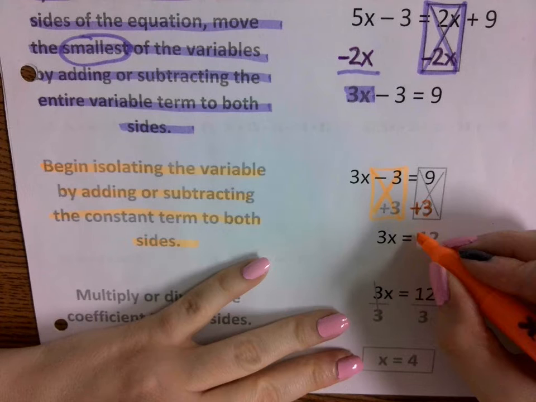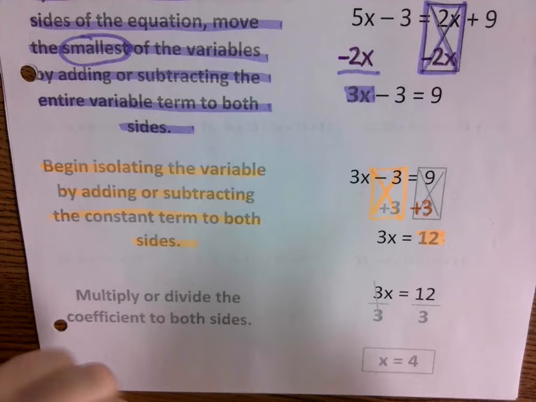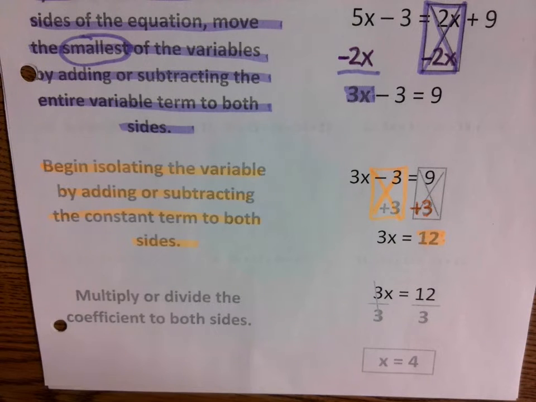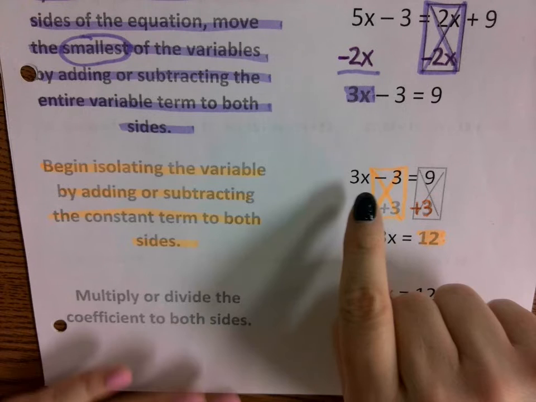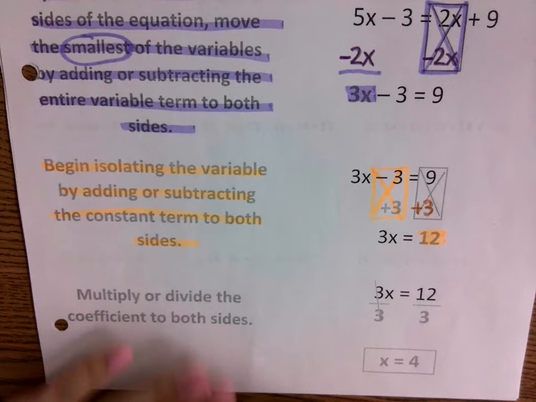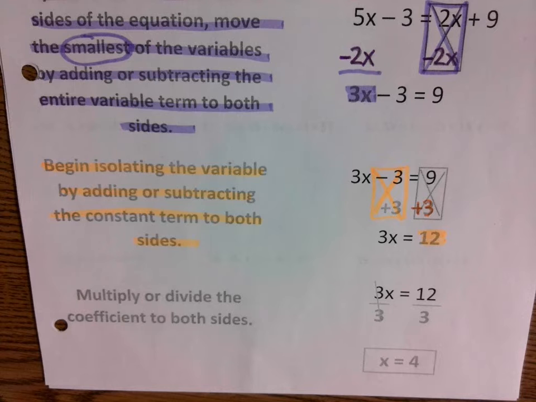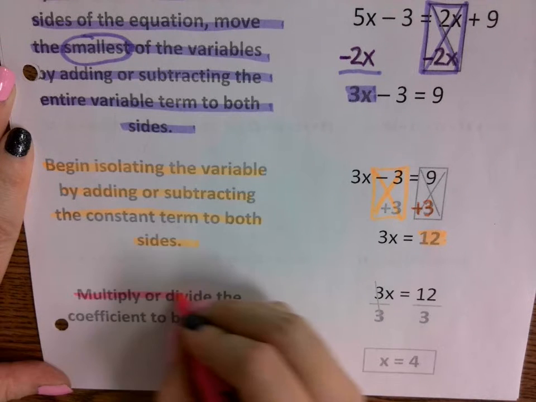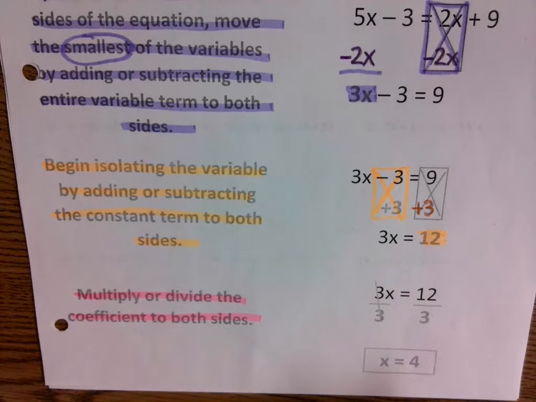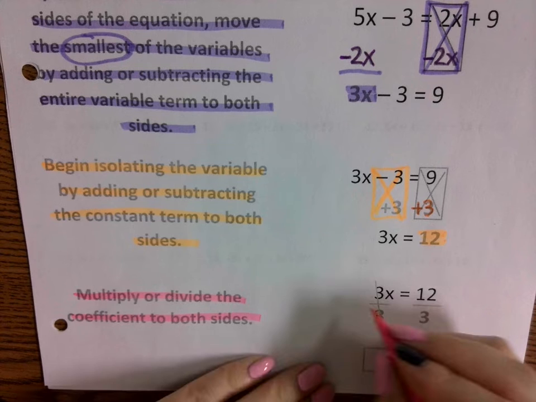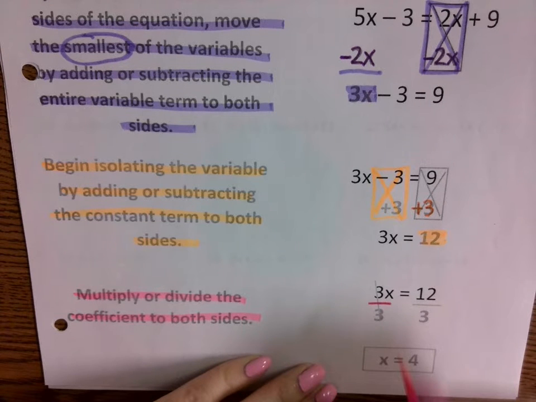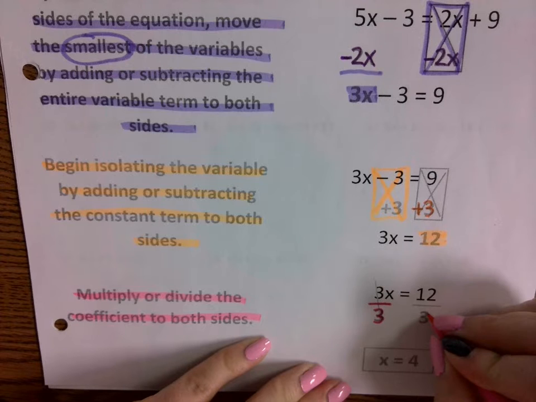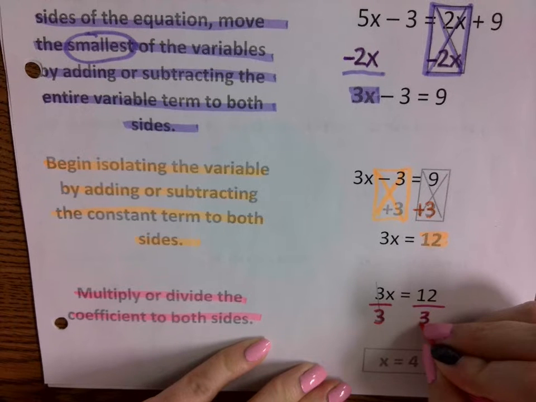9 plus 3 gives us 12. And of course, the 3x just comes straight down. And now we're at a one-step equation. And with our one-step equations, you either multiply or divide. In this case, because it's a coefficient, we would divide both sides by the 3. And then 12 divided by 3 gives you 4.